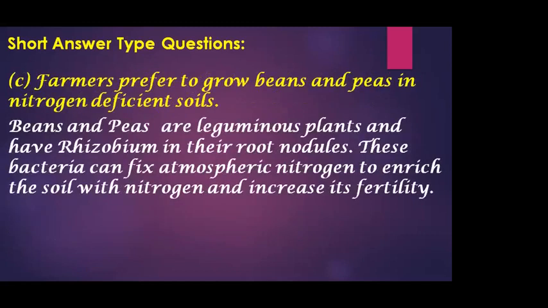Farmers prefer to grow beans and peas in nitrogen-deficient soils. Beans and peas are leguminous plants and have rhizobium in their root nodules. These bacteria can fix atmospheric nitrogen to enrich the soil with nitrogen and increase its fertility.